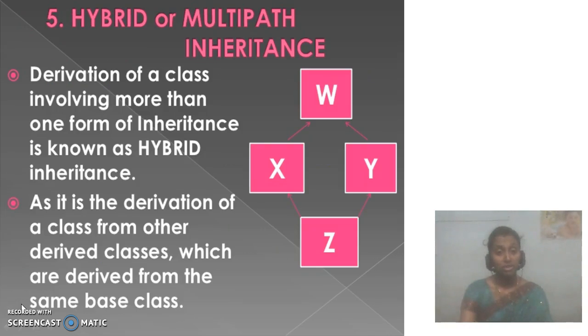Hybrid or multipath inheritance. A combination of 2 or more inheritances makes hybrid inheritance. In example, W is the base class, X and Y are the derived classes of W. Z is the derived class which is derived from X and Y. So in this figure, we can see both the multiple and multi-level inheritance are implied.